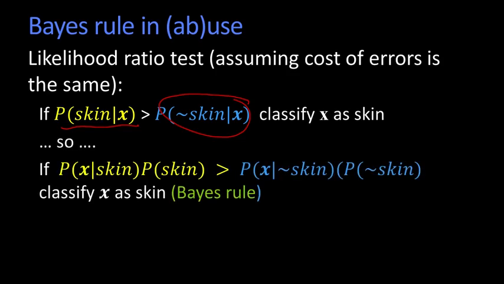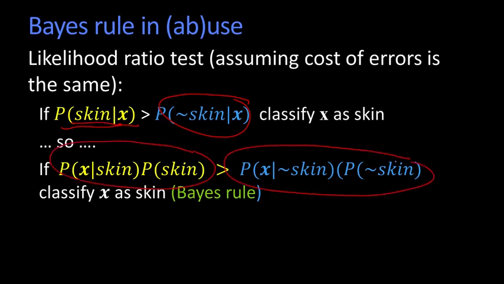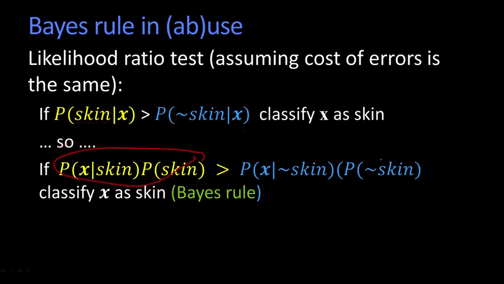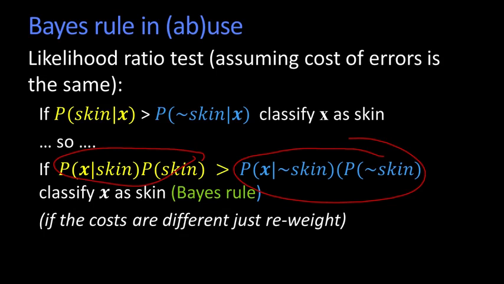So, using Bayes' rule, P of skin given x is just P of x given skin times P of skin. P of not skin given x is P of x given not skin times P of not skin. So if this quantity is greater than this whole quantity, we're going to classify x as skin. This is just a direct use of Bayes' rule. And as I said before, we would change the weights on the two sides of that equation if the costs of making the mistakes were not symmetric, all right?